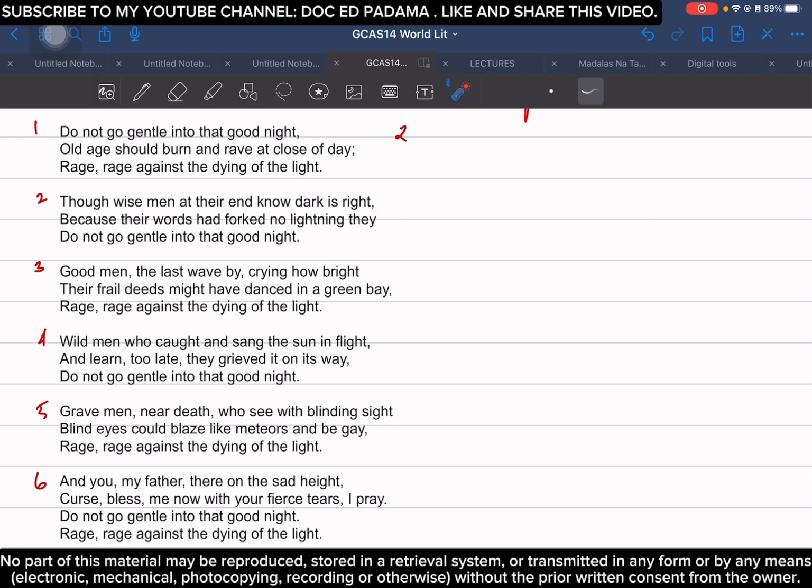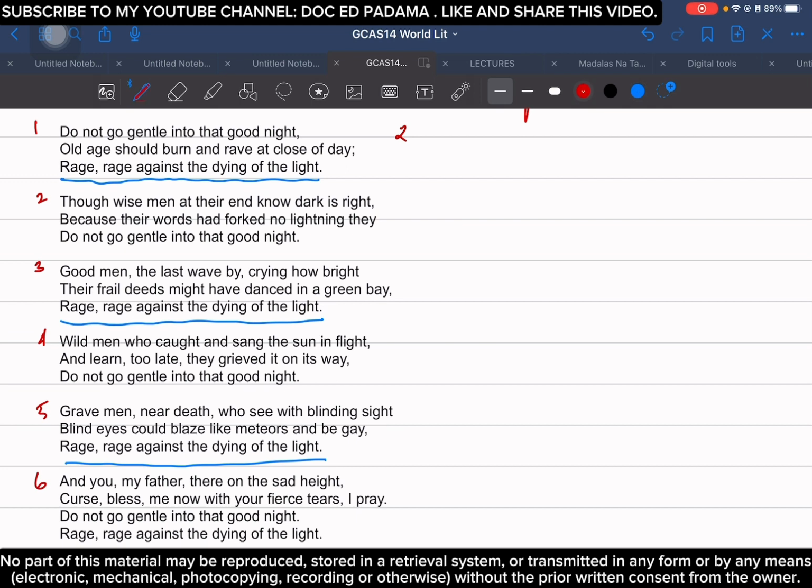How many times was this particular line repeated? Let's use the blue one. "Rage, rage against the dying of the light" is there, and it was repeated there, and there, and again. So there is something in that particular line that is why it keeps showing up in the different stanzas.